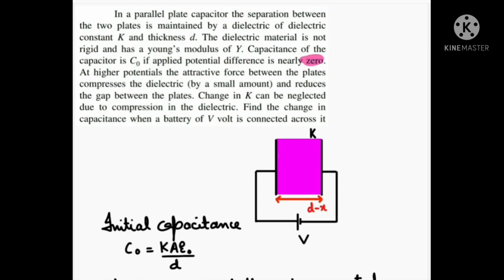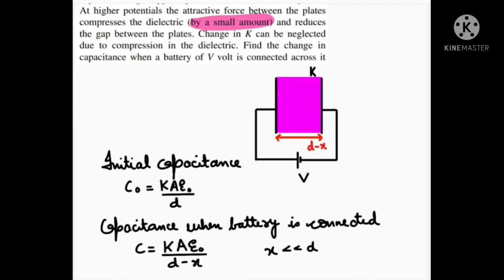At higher potentials, the attractive force between the plates compresses the dielectric by a small amount and reduces the gap between the plates. Change in K can be neglected due to compression in the dielectric. So find the change in capacitance when a battery of V volt is connected across it.